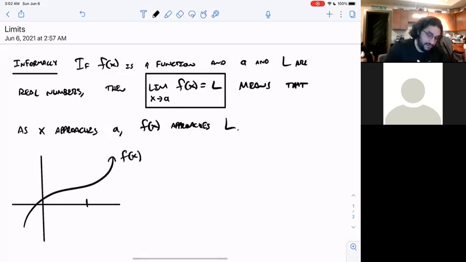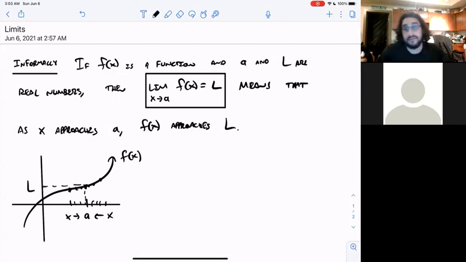And you can imagine x is approaching A, either from the left or from the right. And as the x value approaches A, you can track the points on the graph, and you see that the y values of those points will approach some number L.